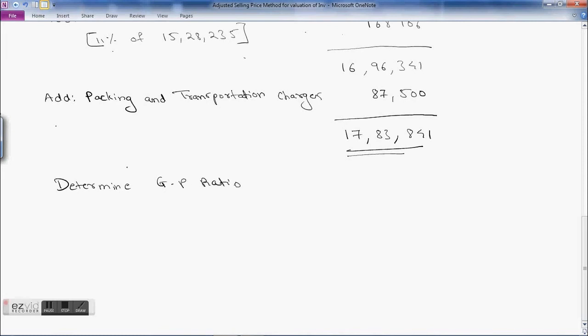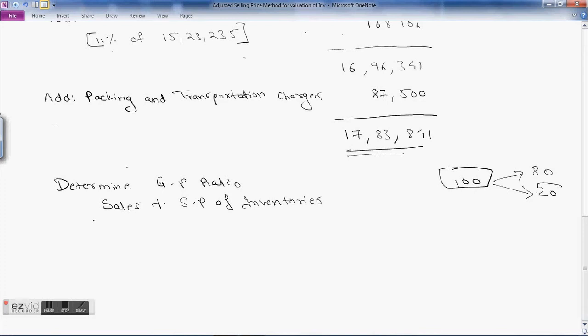We have to determine gross profit ratio. For determining gross profit ratio, first we will calculate the gross profit. For that we have to take sales plus selling price of inventories. Since we are taking total purchases, we have to consider selling price of inventories also for matching concept.